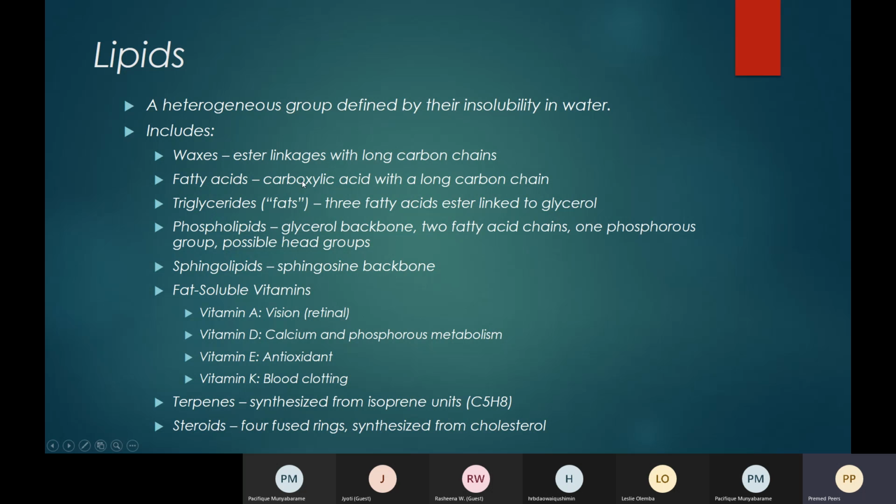Fatty acids are, from organic chemistry, carboxylic acids, but the carbon chain is very long because, remember, they're hydrophobic. And then for triglycerides, we put 3 of them together onto an alcohol that has 3 OHs, called glycerol.